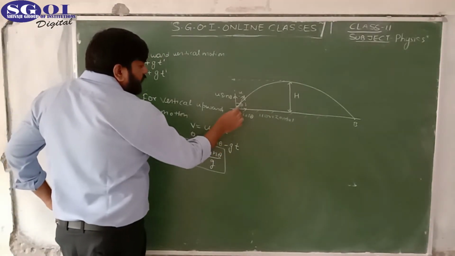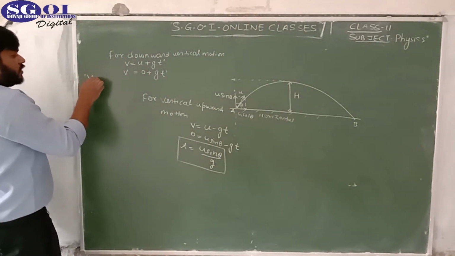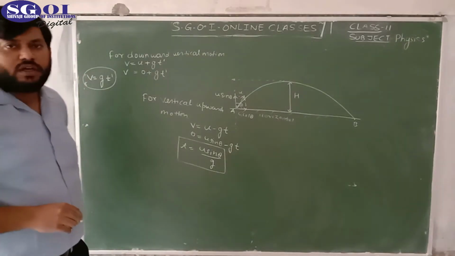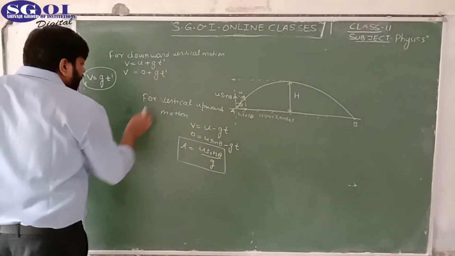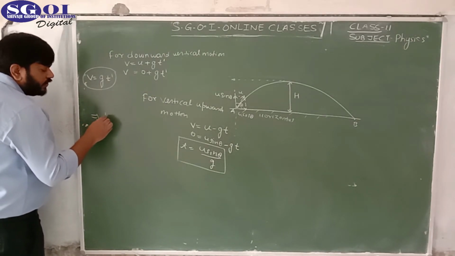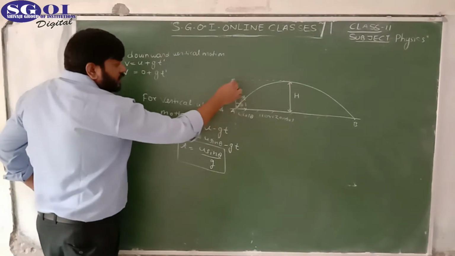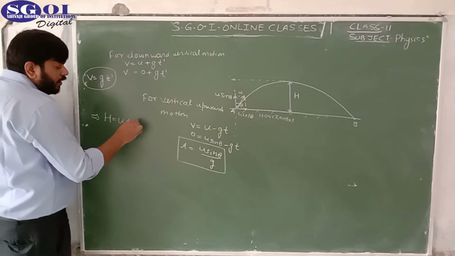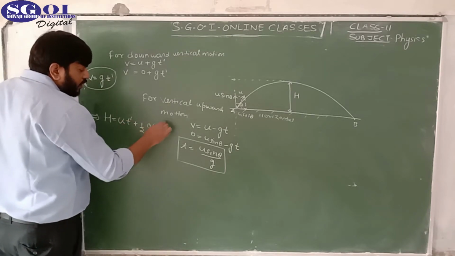So at this point, at time t dash, the final velocity v is equal to g t dash. This is the vertical component of the final velocity. But we need the time t dash, so we apply the second equation. For the downward case, the displacement is h, so h equals ut dash plus half g t dash square.